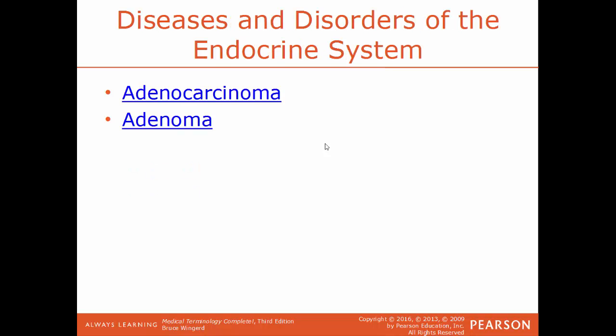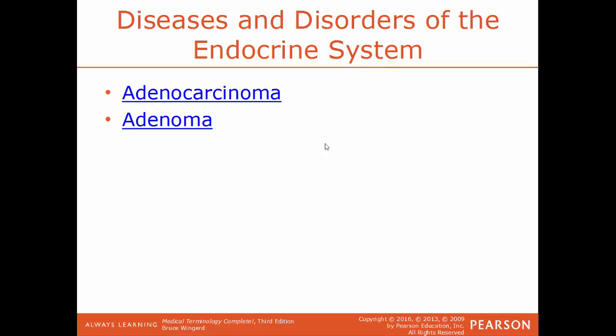All right, now we'll talk about some specific diseases and disorders. Our first one, adenocarcinoma. This is a malignant tumor that is found in the glandular structures, and more specifically is found in the lining of these glands. This will be related to our next term, adenoma, which is a benign tumor found in the lining of glandular structures. So adenocarcinoma is malignant, adenoma is benign.